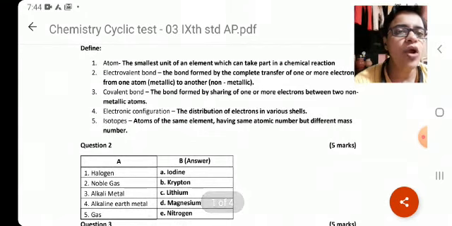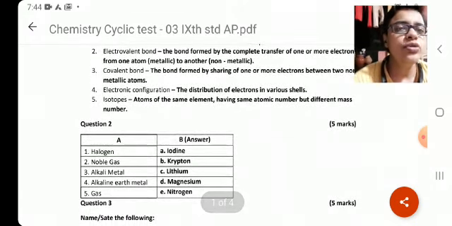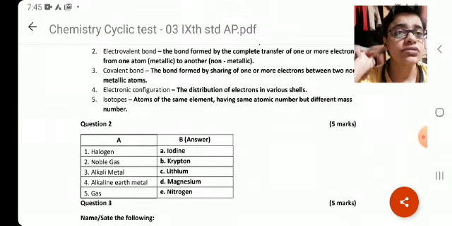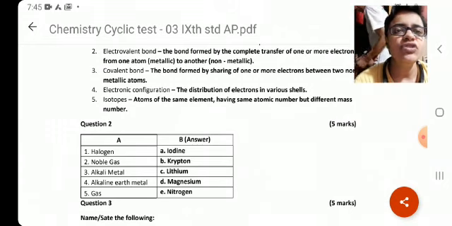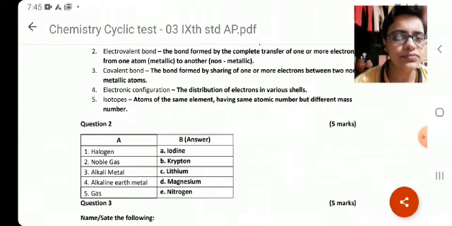Covalent bond: the bond formed by sharing of one or more electrons between two non-metallic atoms. Fourth, distribution of electrons in various shells is called electronic configuration. Isotopes: atoms of the same element having the same atomic number but different mass number.